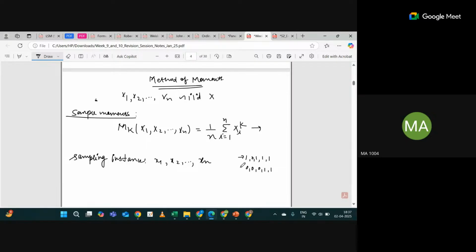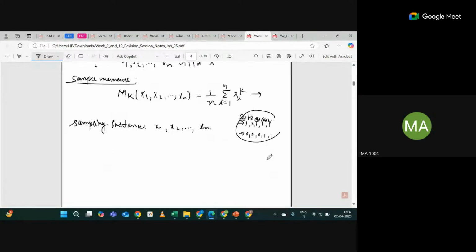So this is one sampling instance. This is one sampling instance. So what is this one? The values are x1, x2, x3, x4, x5. Are you getting it? This is a sampling instance. This is just terminology, don't worry about it. So if I would like to write the first sample moment, then what will it be?